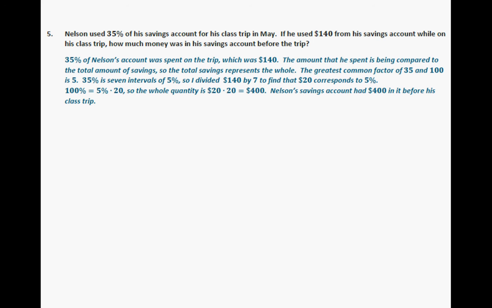So you have the greatest common factor of 35 and 100 is 5. So 35% is 7 intervals of 5%. You could divide 140 by 7 to find that $20 corresponds with 5%. So if 100% is 5% times 20, the whole would be $20 times 20, which is 400. So that means Nelson had $400 in his account before his class trip.